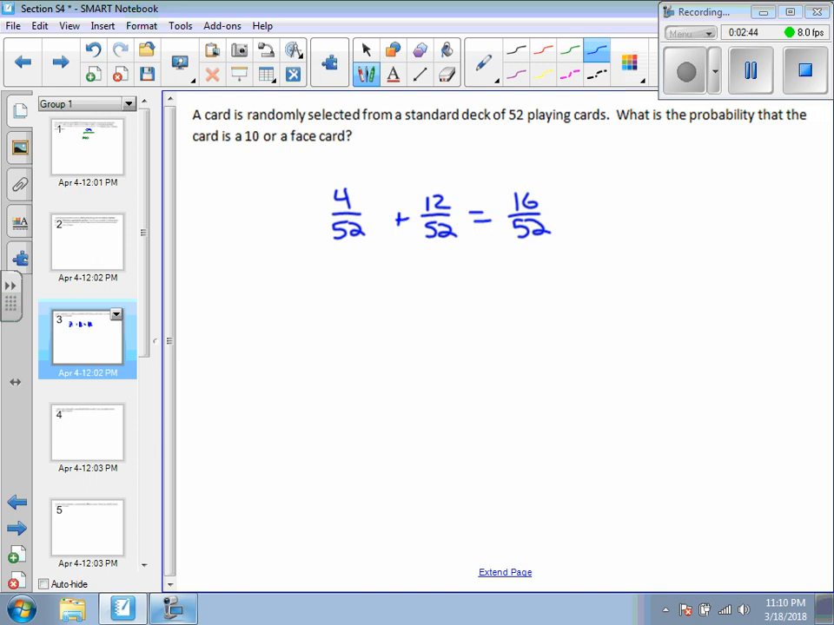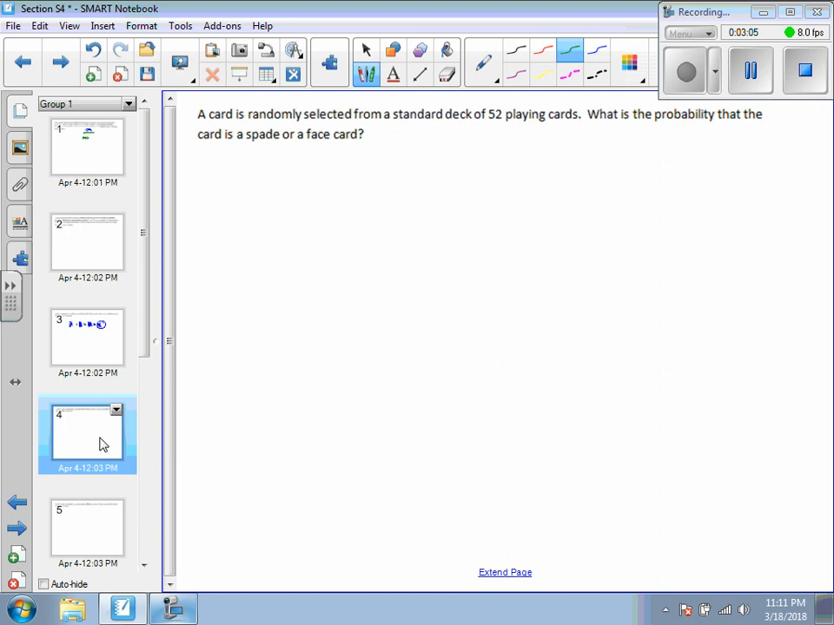Now, when I take 16 out of 52 and simplify it using the fraction key in my calculator, it does reduce down to a 4 out of 13 chance that you get a 10 or a face card. Again, those are mutually exclusive events because you can't have a 10 and a face card at the same time. There's no overlap. Okay, here's another example. We want to take a card that's randomly selected from a standard deck of 52 playing cards. What is the probability that the card is a spade or a face card?